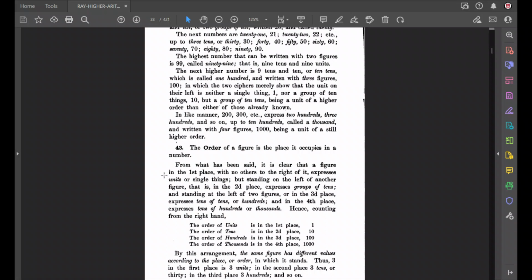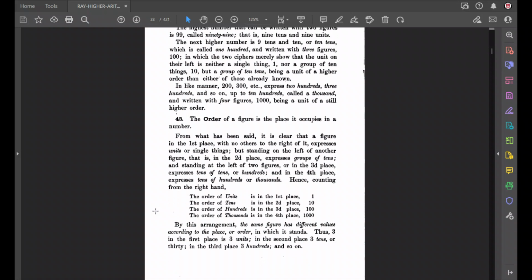And our text reads, "From what has been said, it is clear that a figure is in the first place with no others to the right of it and expresses units or single things. But standing on the left of another figure, that is in the second place, it expresses groups of tens. Standing to the left of two figures, or in the third place, it expresses tens of tens, or hundreds. In the fourth place, it expresses tens of hundreds, or thousands. Hence, continuing from the right hand, the order of units is in the first place, the order of tens is in the second place, the order of hundreds is in the third place, the order of thousands is in the fourth place.